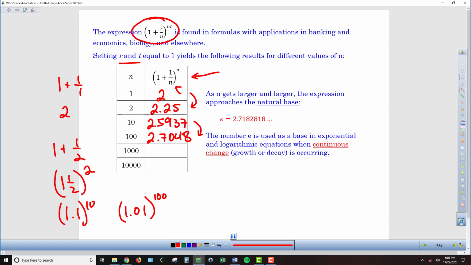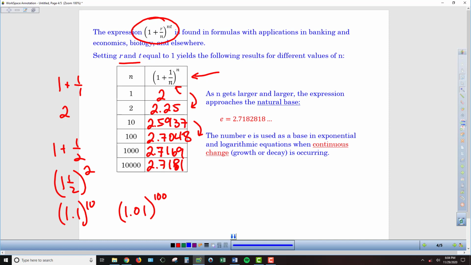If I plug in 1,000, I can tell you that we end up with 2.71692. If we plug in 10,000, we barely move the needle at all, 2.7181 if we round off to 4 places. So you can see that our rate of increase is really slowing down. Even though we're multiplying more and more times, the base is getting closer and closer to 1. So we have this competing set of factors.